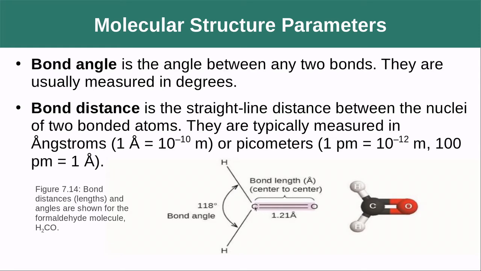And then we have our bond distance. This is the distance between the center of the two nuclei on these atoms. And here you can see this represented using 1.21 angstroms. We usually use angstroms or picometers, where an angstrom is 10 to the minus 10 meters, or a picometer is 10 to the minus 12 meters.